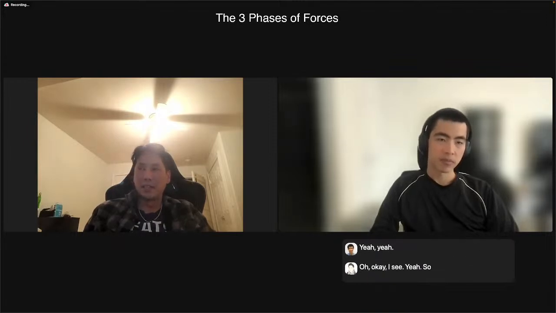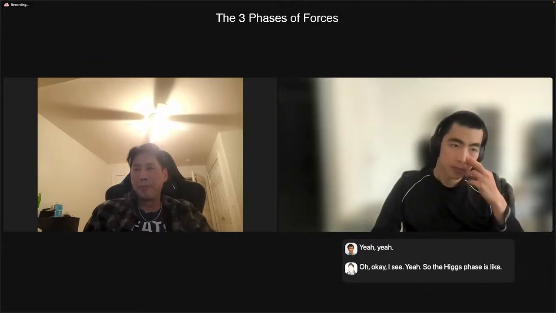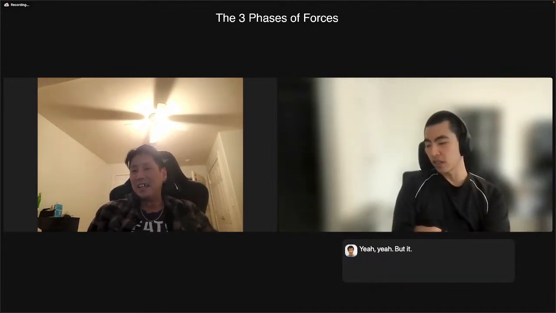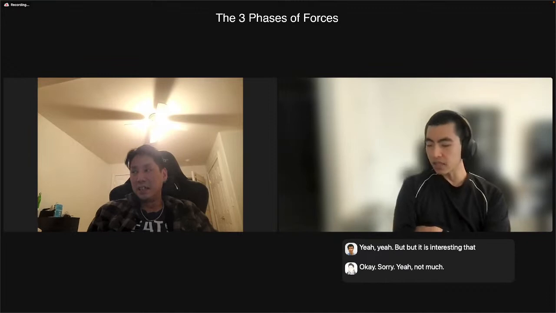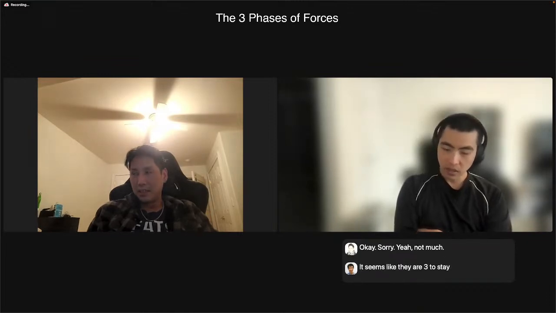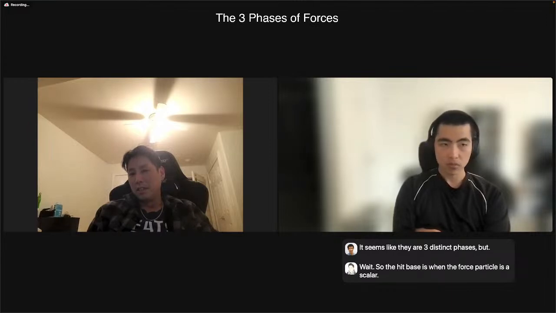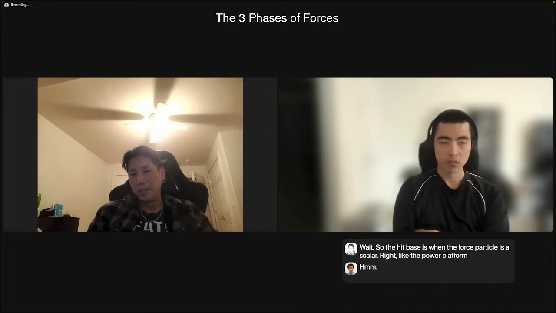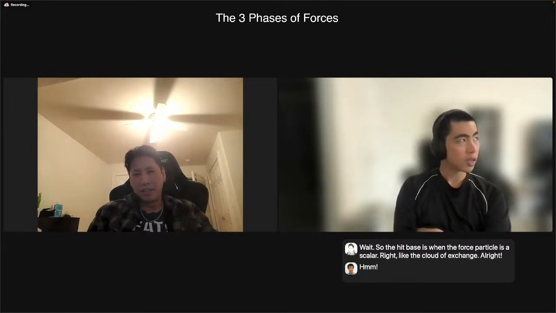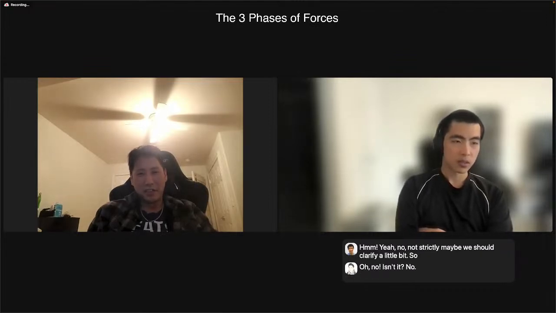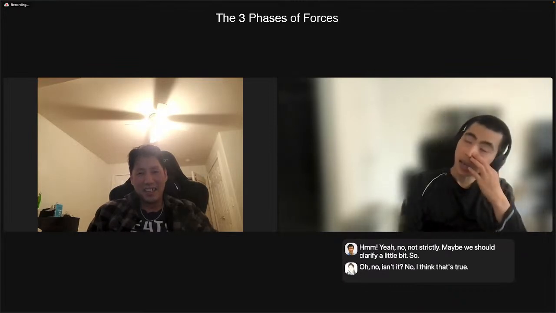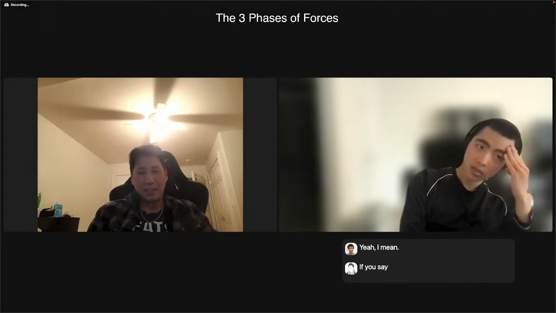So the Higgs phase is like, okay, sorry, never mind. But it is interesting that it seems like there are three distinct phases. But wait, so the Higgs phase is when the force particle is a scalar, right? Like the Yukawa pion exchange, right? No, not strictly. Maybe we should clarify a little bit. Isn't it? No, I think that's true. If you're saying Yukawa, that's scalar mediated.